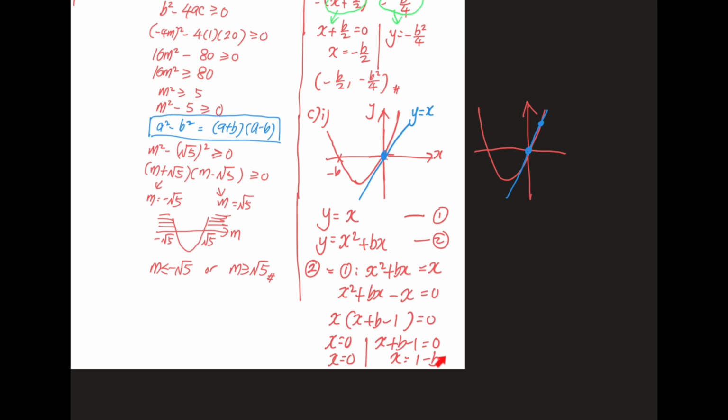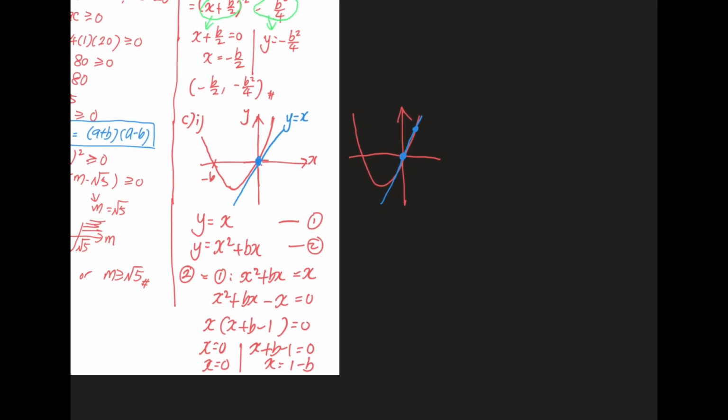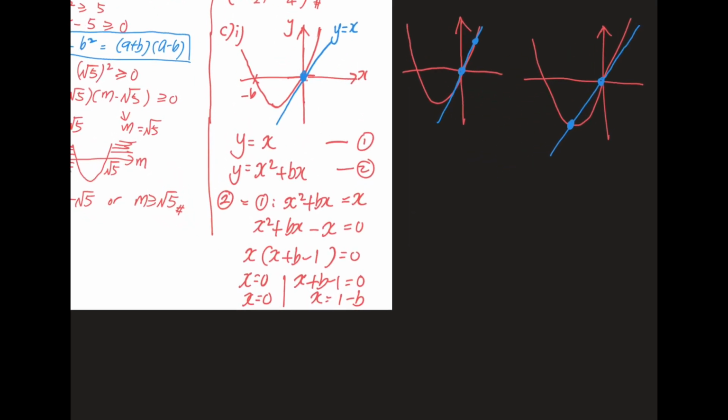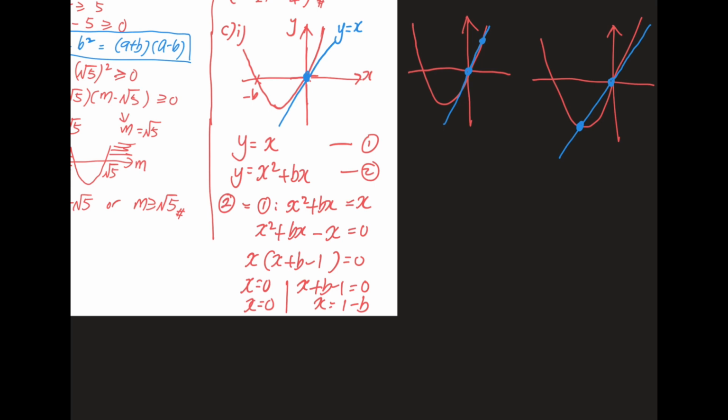If your b is, let's say, 2, then you have 0 and minus 1 as your x values. In that case, the graph is going to be like this. So the intersection point is affected by the values of b. Now in general, we just have 0 and 1 minus b, and we continue.